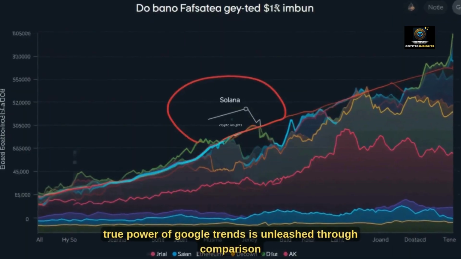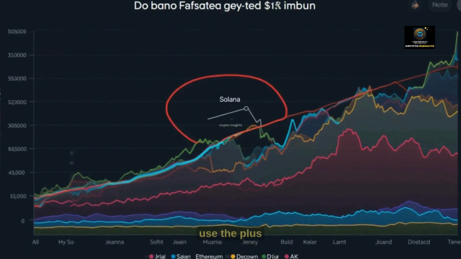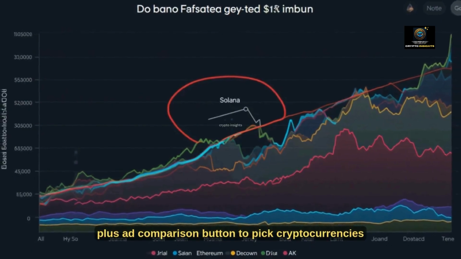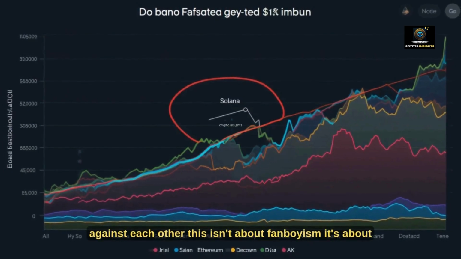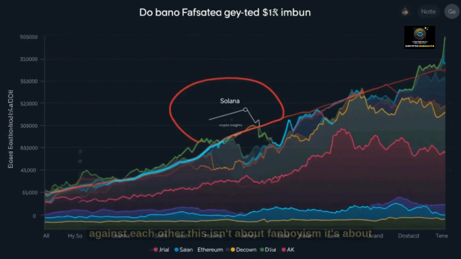The true power of Google Trends is unleashed through comparison. Use the plus add comparison button to pit cryptocurrencies against each other. This isn't about fanboyism, it's about tracking relative mind share. Try these powerful comparisons. Bitcoin versus Ethereum, who is dominating the narrative?